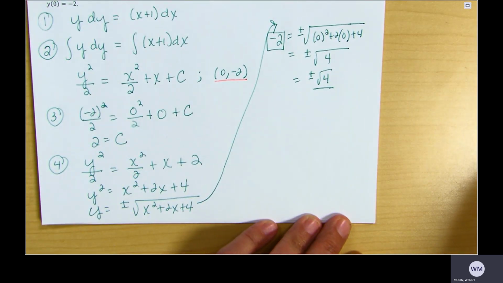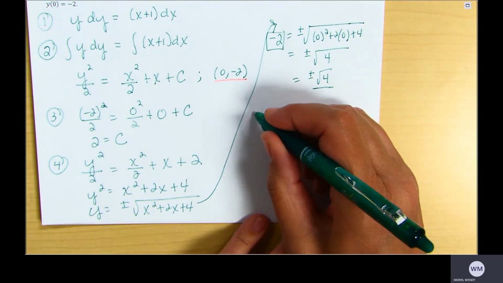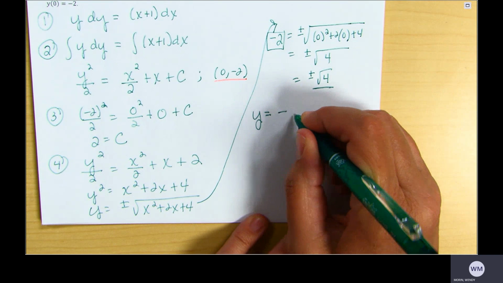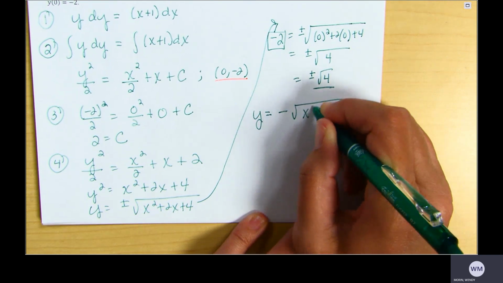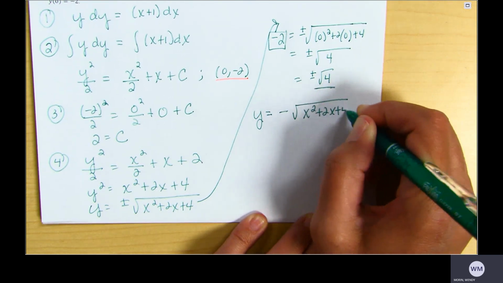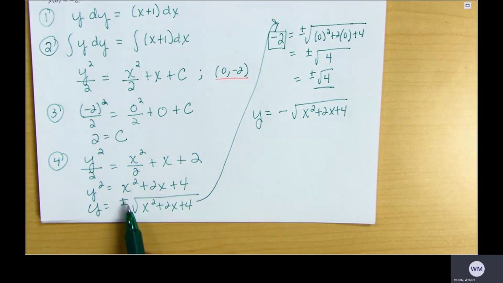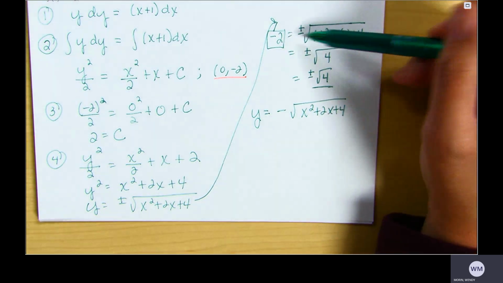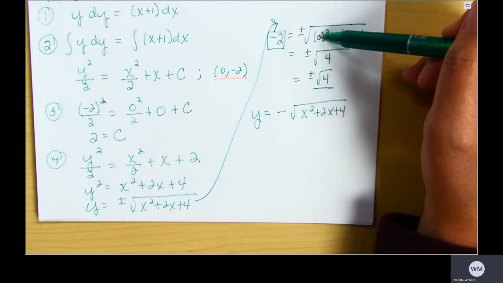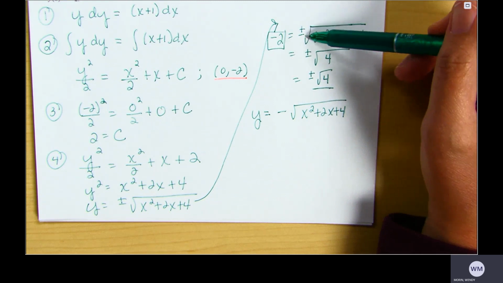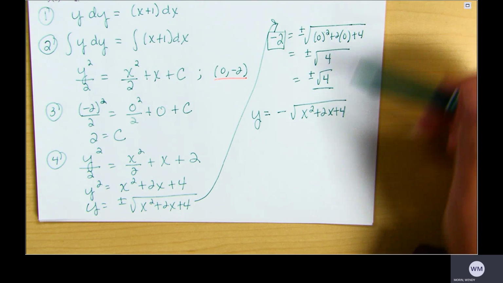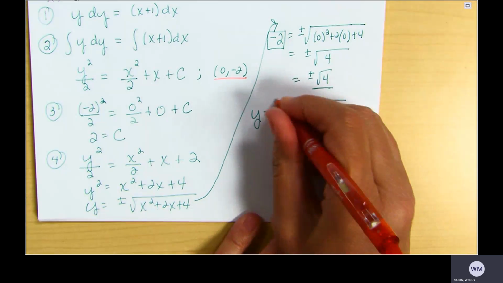So our solution is y equals negative square root of x squared plus 2x plus 4. So if you forget your plus or minus here in your work and you just automatically pick plus, you're not going to get credit because they want you to test that point, especially when you take the square root of both sides. It will be plus or minus. You then choose, is it plus or is it minus? So this is the solution.